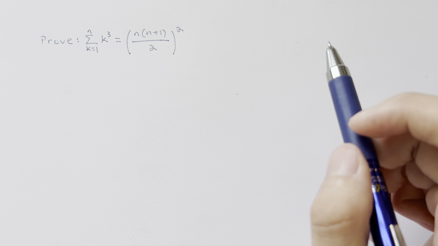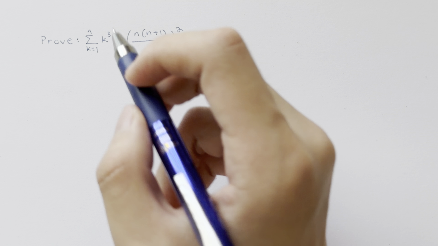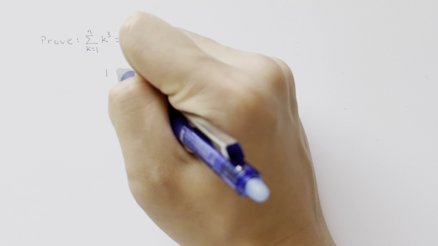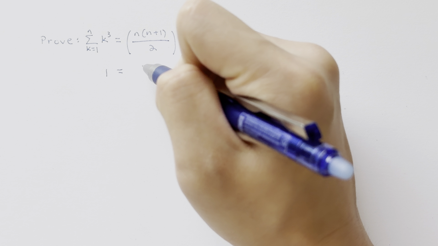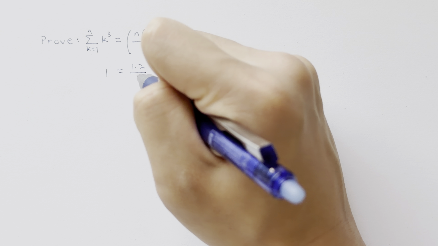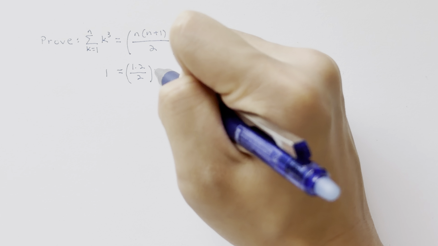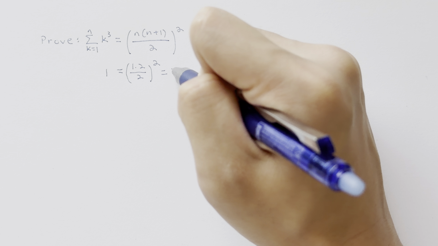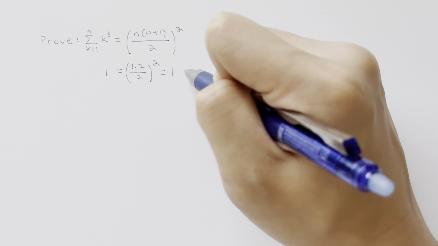If you just have n equals 1, then on the left side, it's just going to be 1 cubed. That's going to be 1. And 1 is equal to the right side, which is 1 times 2 divided by 2, squared. And that is equal to 1 squared, which equals 1. So this works.